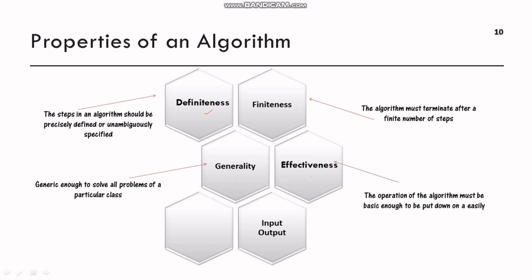Effectiveness. The operation of the algorithm must be basic enough to be put down easily. That is, it should be very easy to understand, and the operations should be basic enough for the generic problems that we are intending. The input and output. We have already seen that in the structure of the algorithm, we have the input and the output, and the output may be generated both at the intermediate and final step. So it is not necessary that we receive the output only at the end of the algorithm. We can certainly have intermediate results.